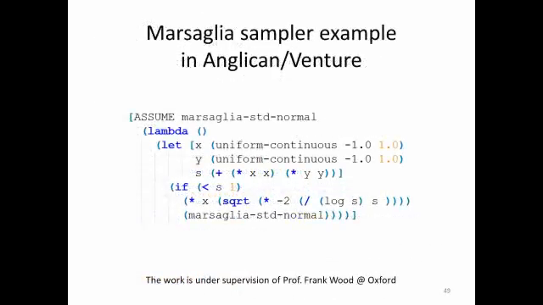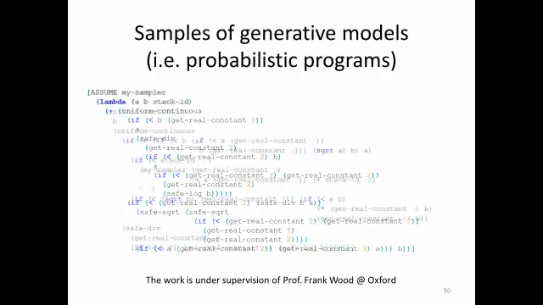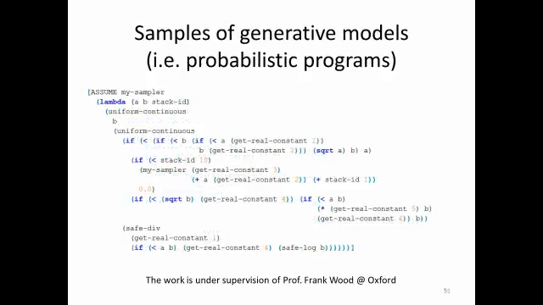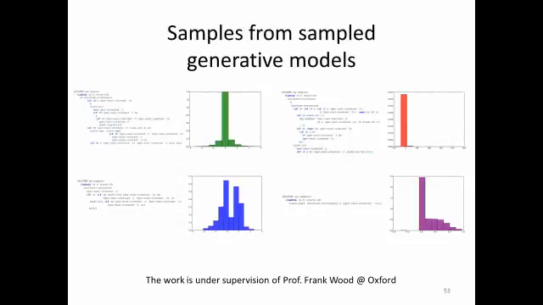And this is Marsaglia, written in Anglican Venture. And these are samples of generative models. So these are programs which have been produced by a meta-probabilistic program. And these are distributions, so these are samples from sampled generative models.